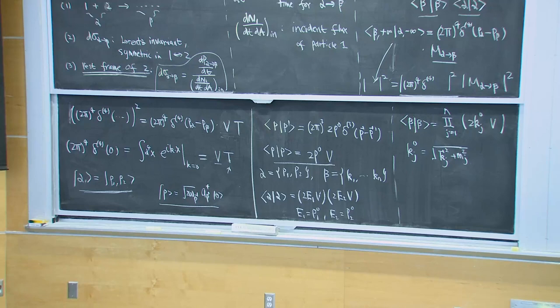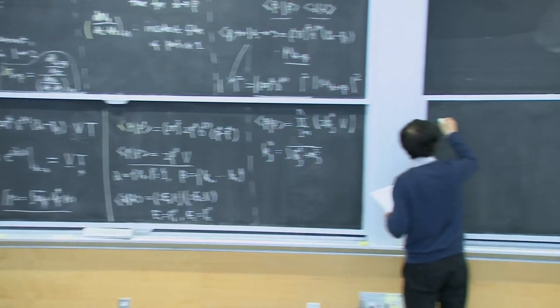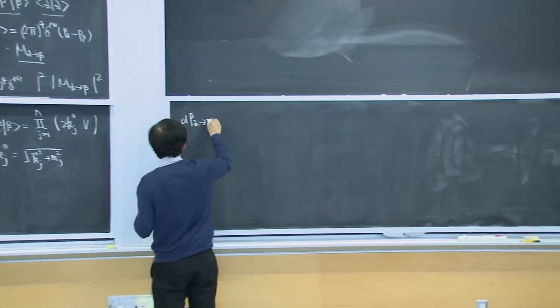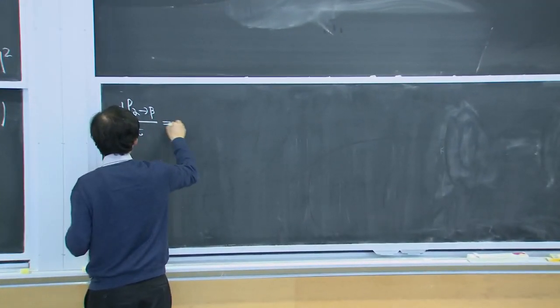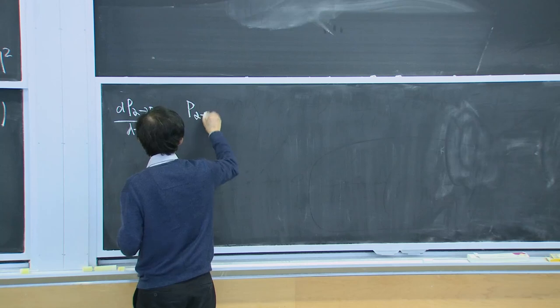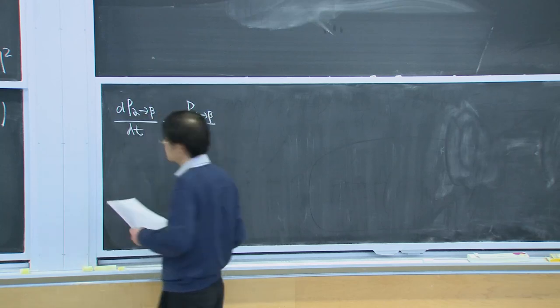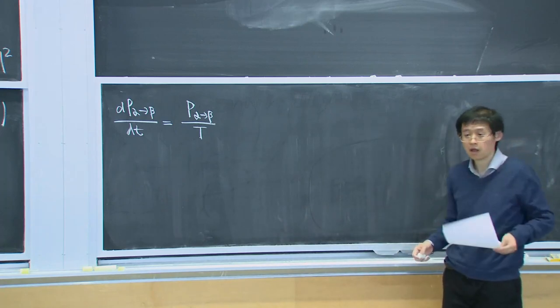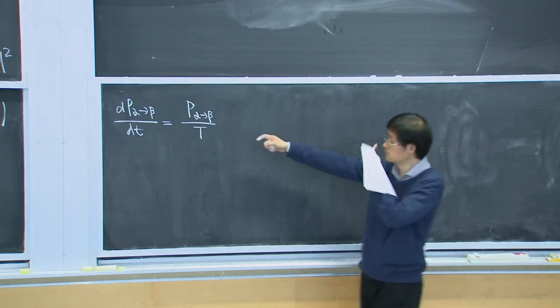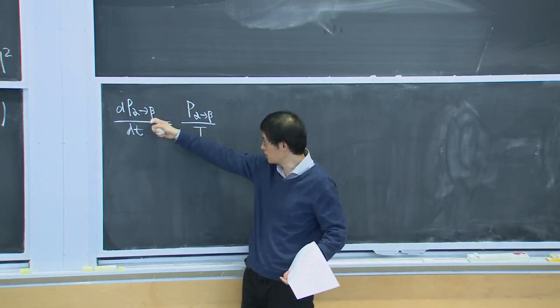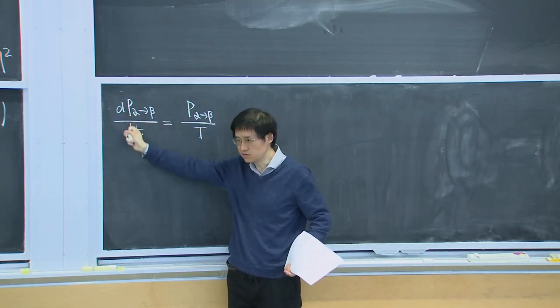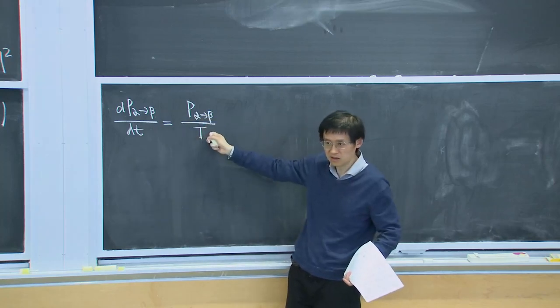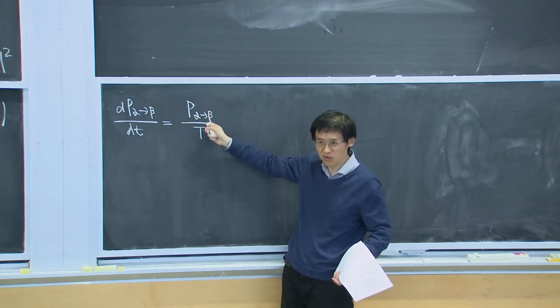So now with those preparations, we can write down dP. So dP from alpha to beta over dt is essentially just equal to P alpha beta divided by T, the total duration of the physical process. And the reason they are related, you may ask, how can you do this? This is a differential, and how can you just divide it by the T? Do you know a reason why we can just divide by this?